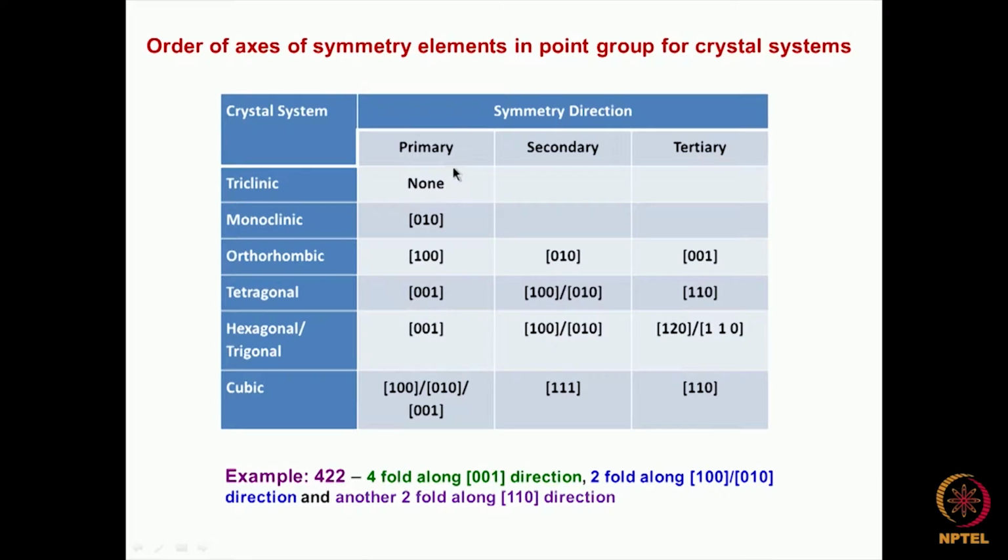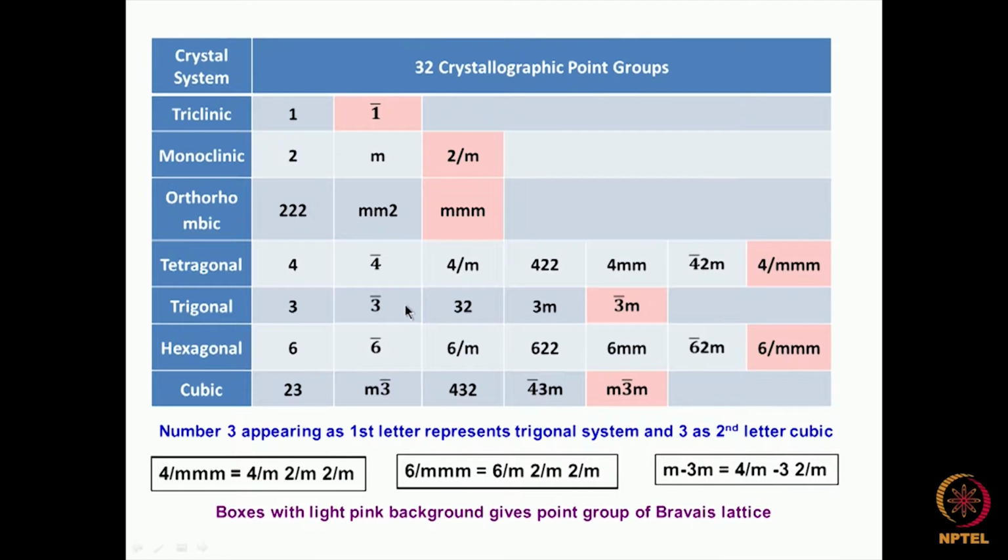Triclinic, three letters are being put, three symmetry elements are being written. Primary means the first one, secondary is the second one, tertiary is the third. Monoclinic: 010 is chosen as the b axis. That is what is represented as the first letter. Let us take orthorhombic. If we take 2, 2, 2, or mm2, these are the three symmetry elements which are there.